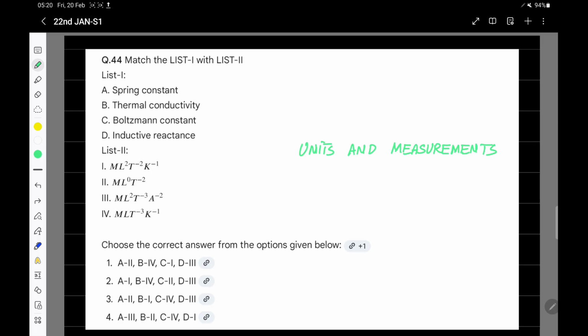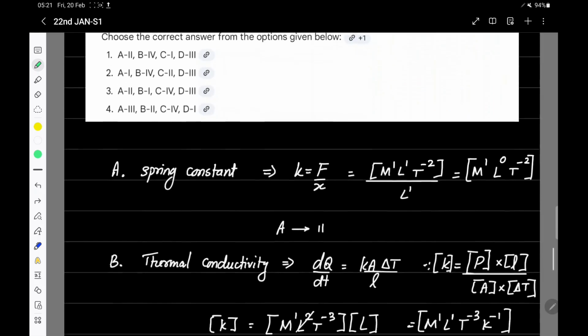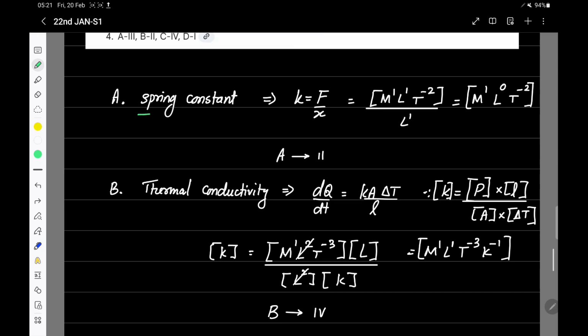You can pause and see what the quantities are. I will begin. So the first quantity is spring constant. As soon as we get spring constant, we should remember the equation F = Kx. So K = F/x. So the spring constant's dimension will be dimension of force divided by dimension of distance.